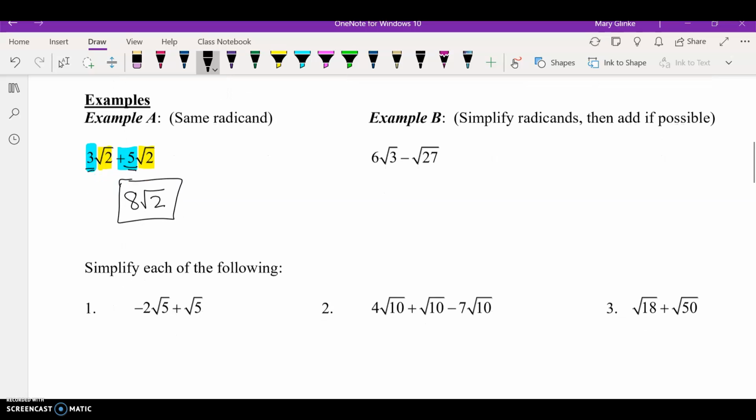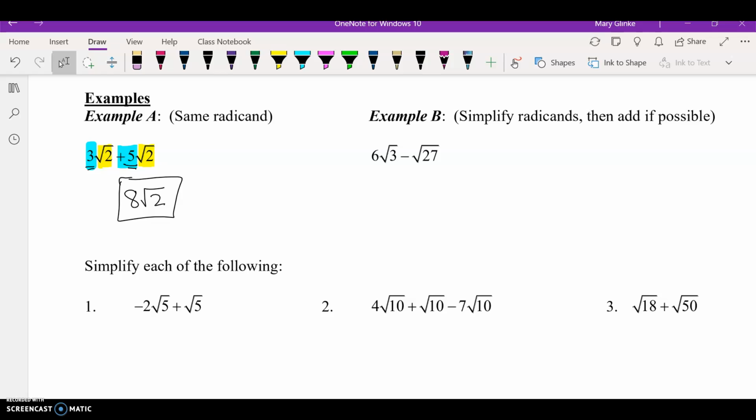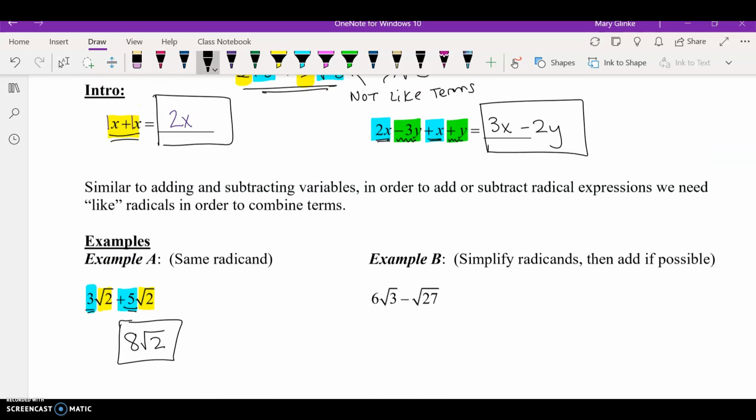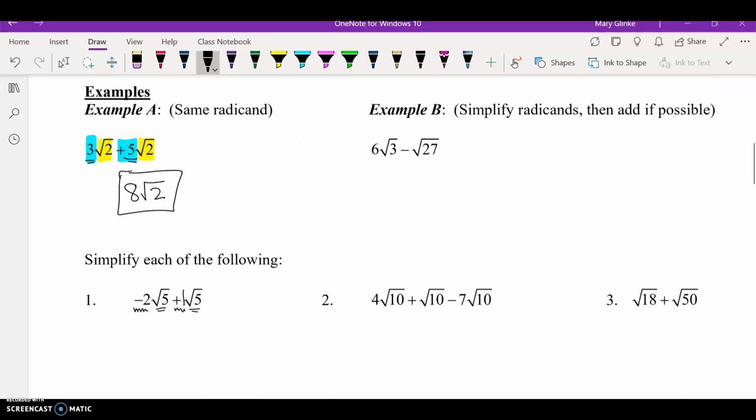So let's go ahead and take a look at examples 1 and 2 down below. In example 1, notice how it has root 5 and root 5. They are like terms because the root 5's are the same, which means we're going to take the coefficients, negative 2 and a positive 1, and add those together. If there's nothing in front of the radical, it's like up here when there was nothing in front of the x, we said that there was a 1 there. So it's the same idea. We're doing negative 2 plus 1 to get negative 1. And then our term itself is root 5. So negative 1 root 5, or negative root 5.